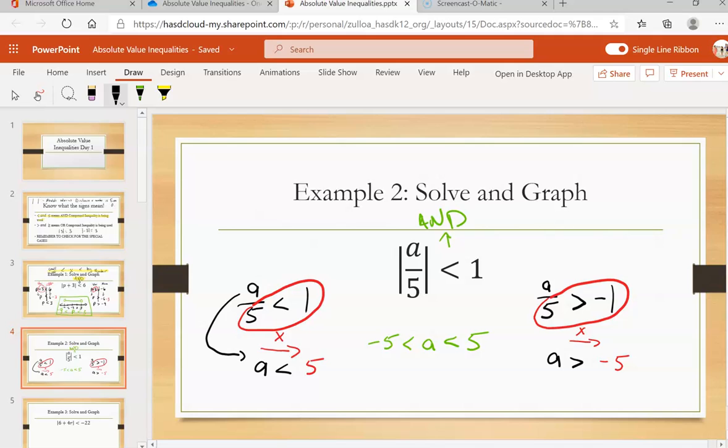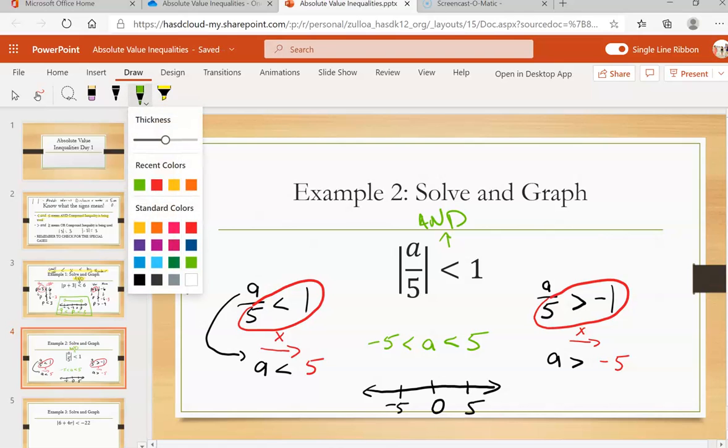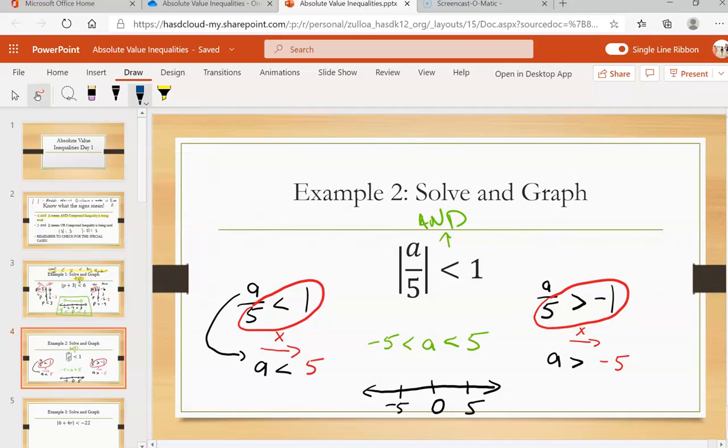So here we are. It's asking us to graph. It's an AND problem, so you draw your graph. I have -5, 0, and +5. I'm going to change my color just so we don't get confused. Open circle over -5, open circle over +5, and A is in the middle, so you shade in the middle. And that's your answer.